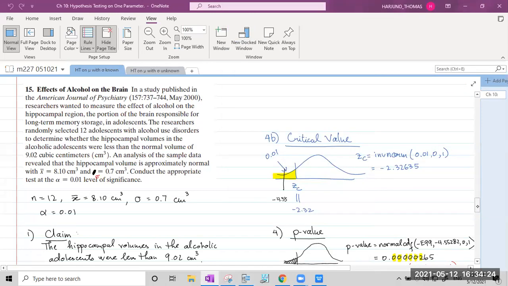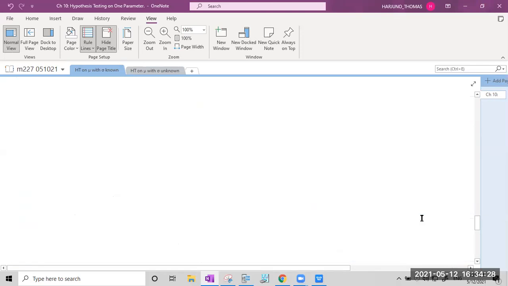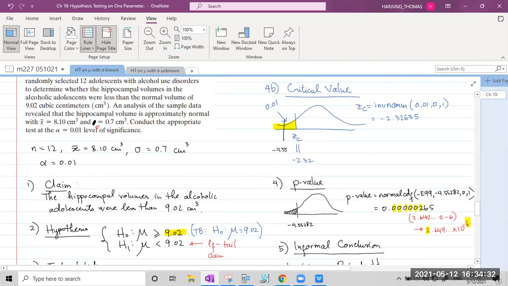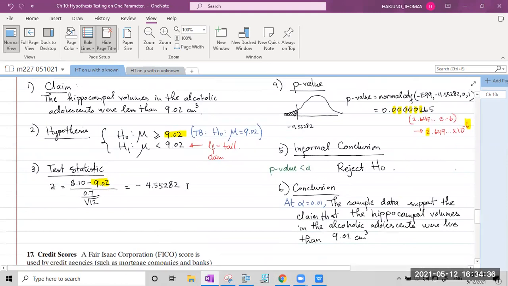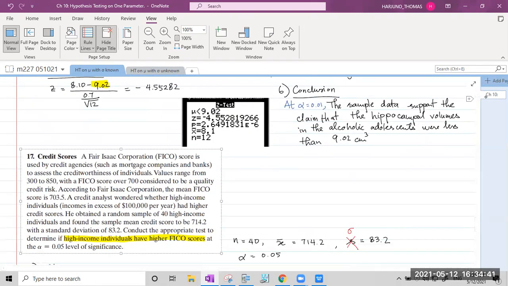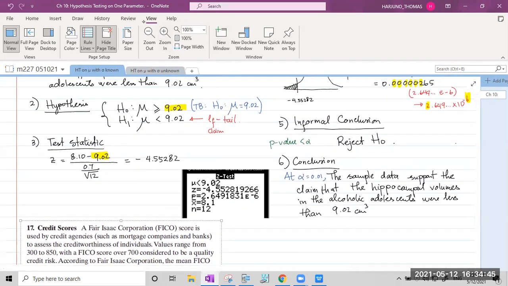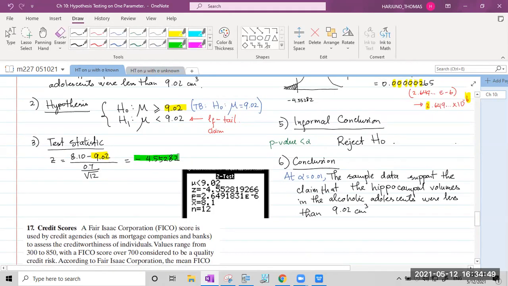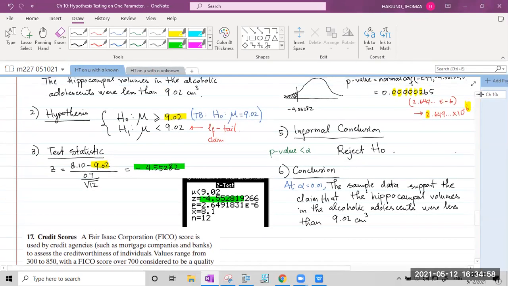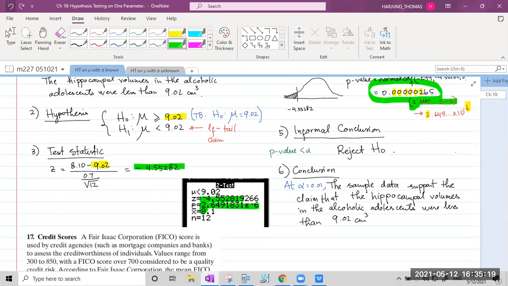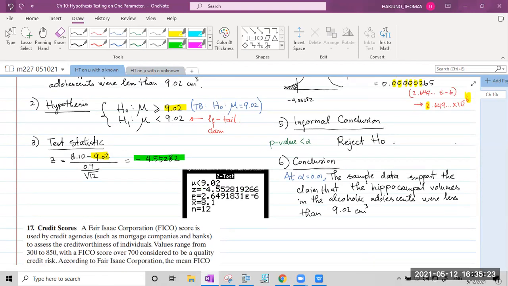And compare it here. You see, my test statistic here, negative 4.55282, right? By rounding. And our p-value is 2.649 something e to the negative 6, right? But of course, when you write it, you need to write it this way, where the 2 here starts at the 6th decimal place.